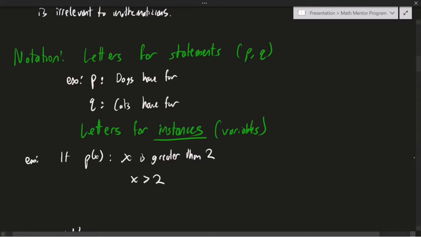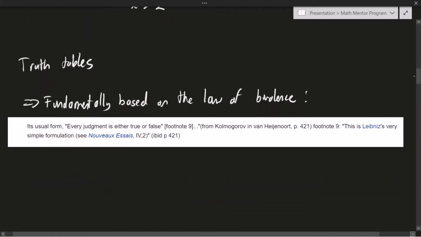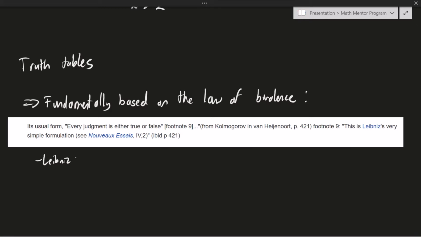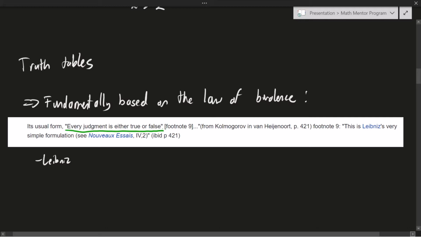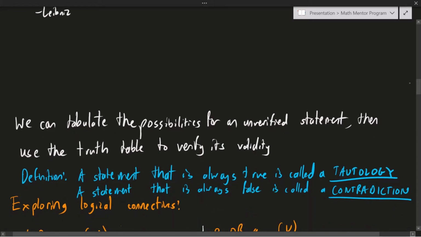Now we're going to talk about truth tables. These are fundamentally based on something called the law of bivalence. This is by Leibniz, who is a great mathematician of, I think, the 17th or 18th century. He says that every judgment is either true or false, which is pretty reasonable, especially based on the definition of mathematical statement that we had before. What this essentially allows us to do is tabulate the possibilities of an unverified statement, and then we can use the truth table, which I'm going to show you in a minute, to verify its validity.